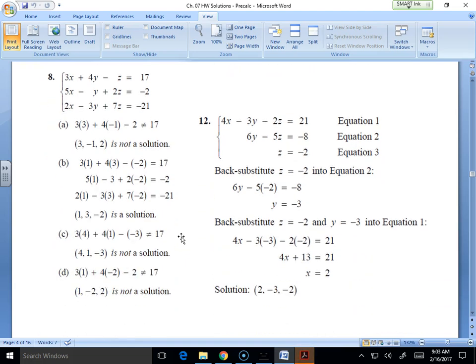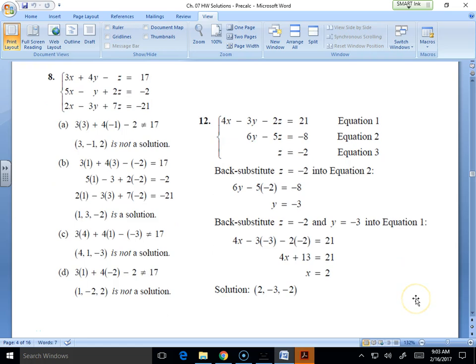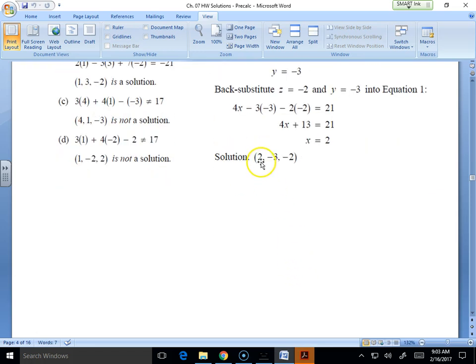Number 8. Number 8 is no, yes, no, no. You didn't have to solve the whole system. You were just checking the solutions. Make sure you read directions. No, yes, no, no. Number 12. Was it already in the stair step? All you do is go back and plug in, simplify, solve, go back and plug in, simplify, solve. Final answer for number 12 is 2, negative 3, negative 2.